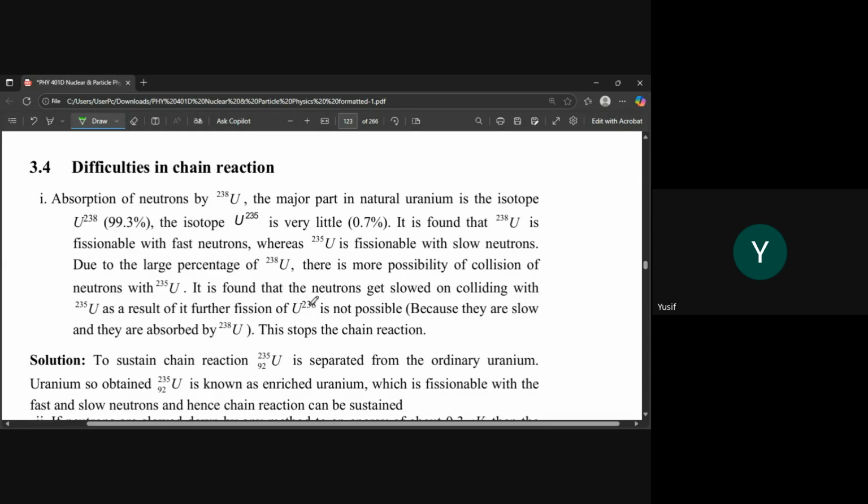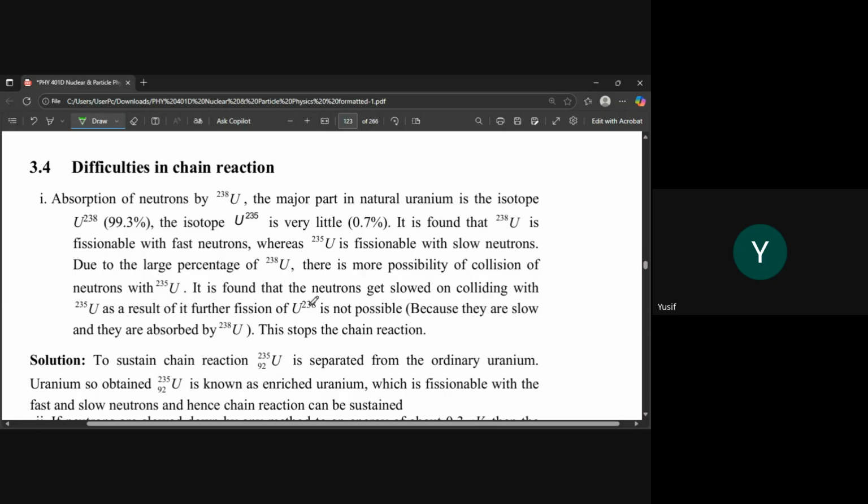Due to the large percentage of 238, there is more possibility of collision of neutrons with 238. It is found that the neutrons get slowed on colliding, and as a result further fission of 235 is not possible because the neutrons are slow and they are absorbed by the 238. This stops the chain reaction.